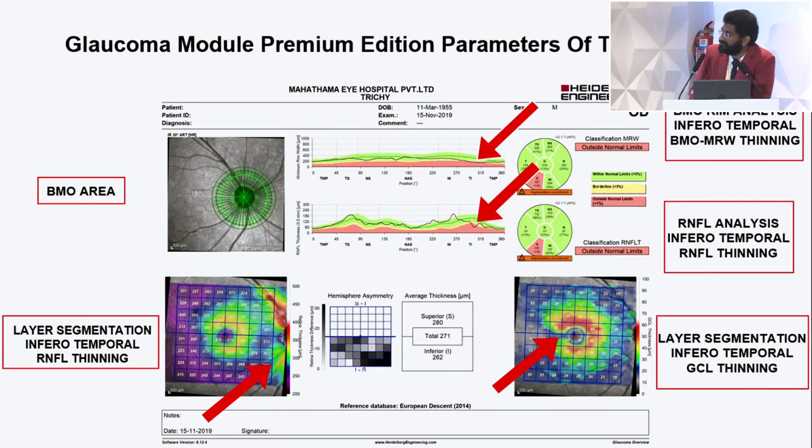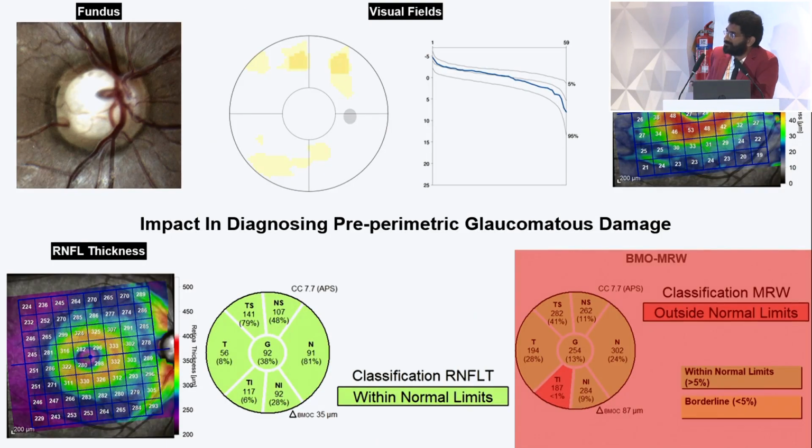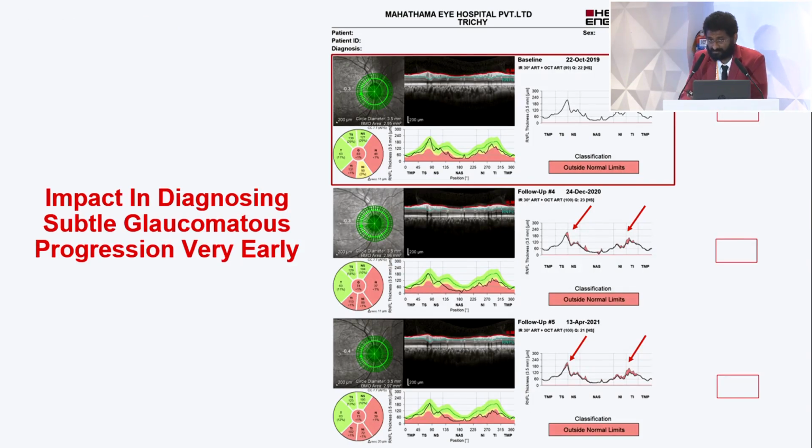So we are slowly shifting towards this particular aspect as well. Why? You can see the fundus appears normal, the visual field appears normal, everything appears normal, but the BMO MRW in the inferior temporal area alone appears to be constricted. Pre-perimetric changes can be picked up.